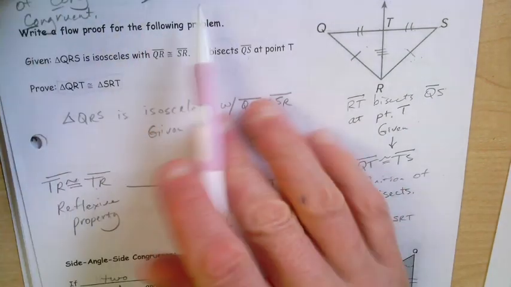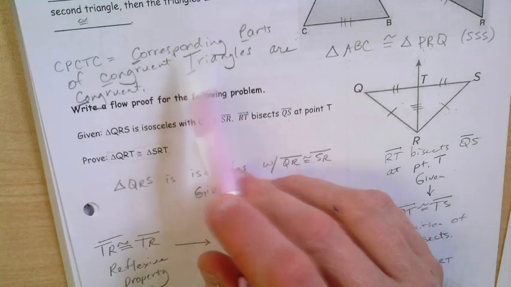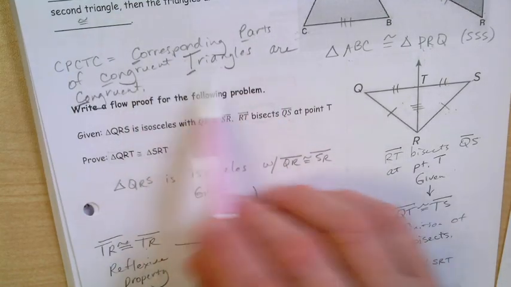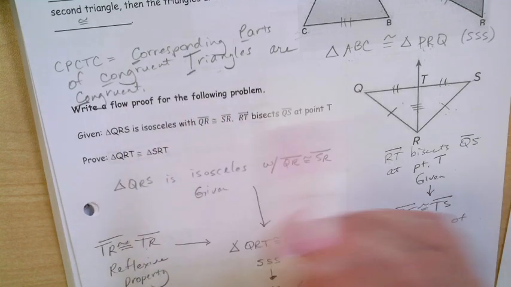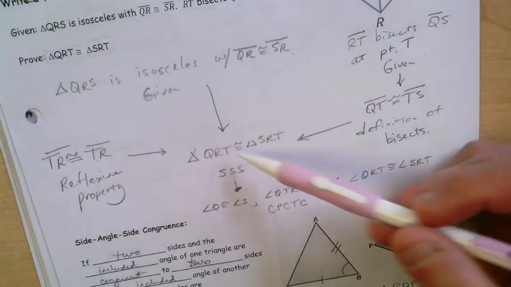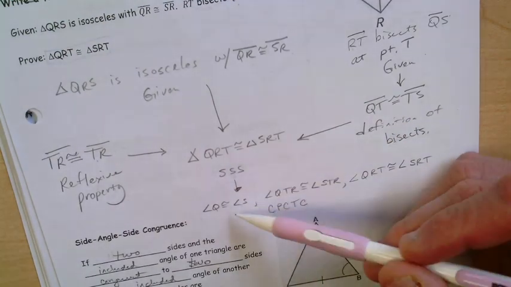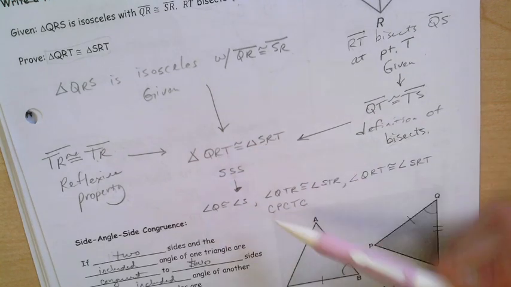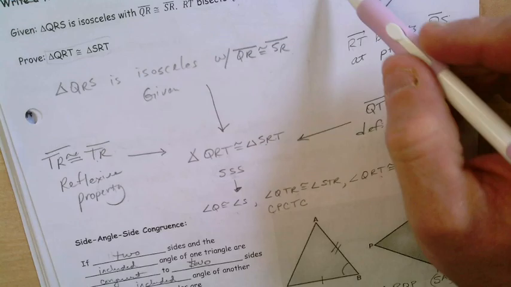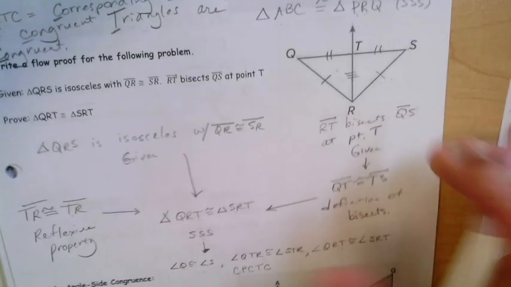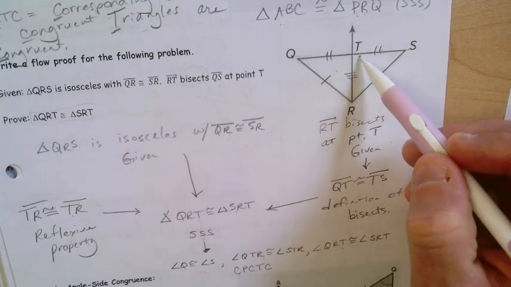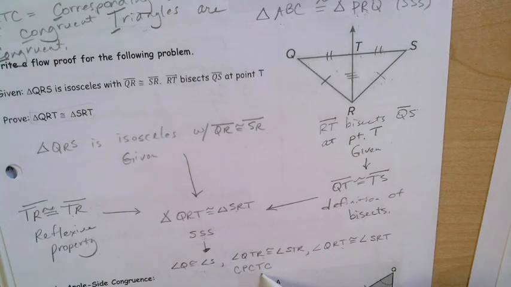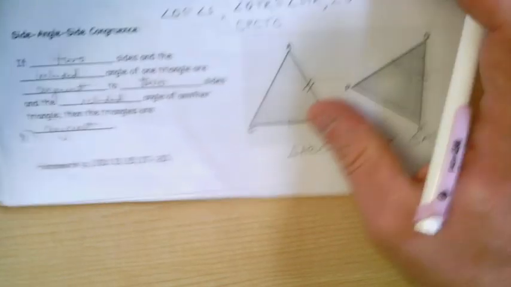So back up here, where I gave the acronym, corresponding parts of what type of triangles? Congruent triangles. You have to have congruent triangles before you can claim anything else is congruent. So what I have here, I have congruent triangles by side, side, side. So by the fact that they are congruent, I know that all of their other corresponding angles, these two here, these two here, and these two here would have to be congruent by what reason? CPCTC, okay? So corresponding parts of congruent triangles are congruent.